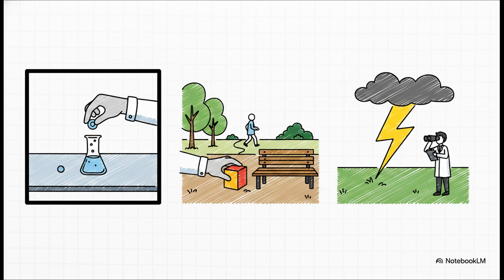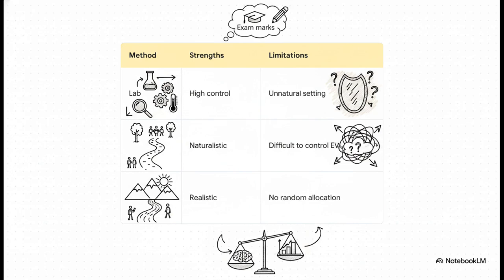A natural experiment is a bit different. It's in a real-life environment, but the IV is occurring naturally all on its own. You're just taking advantage of the situation to measure what happens. Exam marks are won and lost on evaluations, so comparing these methods side by side is basically your cheat code.